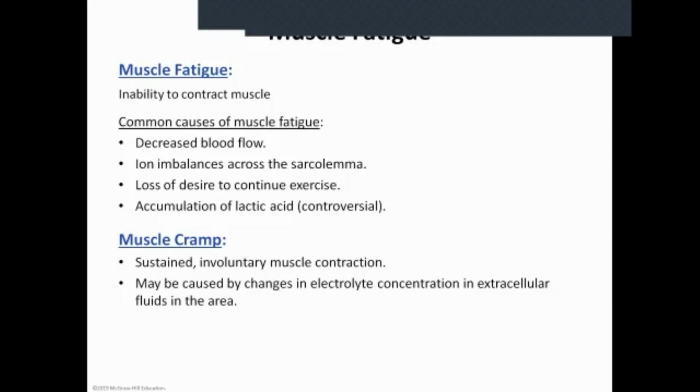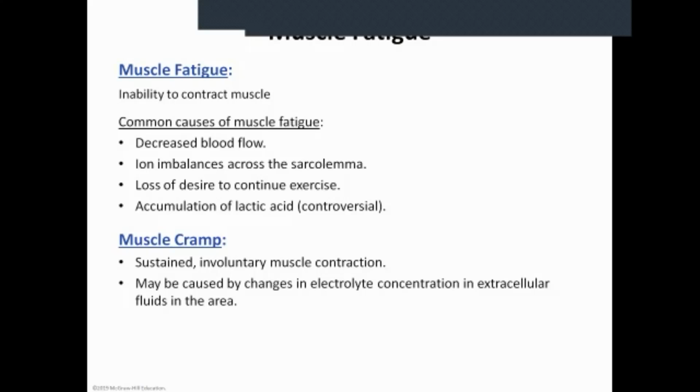But there are other reasons that you can have muscle fatigue too. You can have it due to a decrease in blood flow. Sometimes it can be due to ion imbalances between sodium and potassium. It can also be that you just have a loss of desire that can lead to muscle fatiguing too, so that mind over matter idea. And again, when we talk about lactic acid accumulation, it can lead to some degree of muscle fatigue.